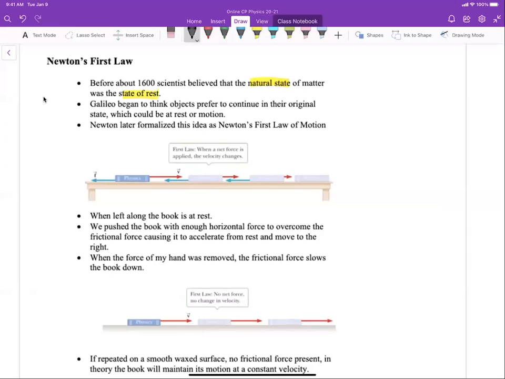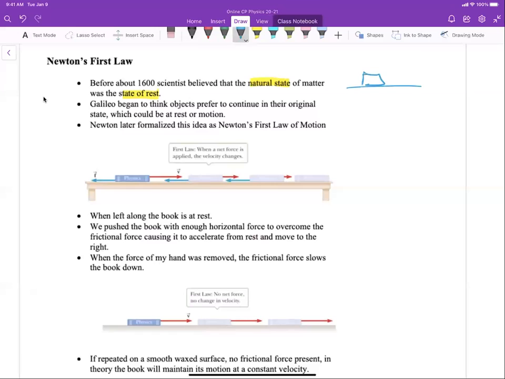So if I have a car that's traveling down a road and coasting, it's trying to do everything it can to get to rest. Or if I have a book that's happy because it's at rest. But Galileo began to think that objects actually prefer to continue in their original state, which could be at rest or motion. So, for example, think about a hockey puck.